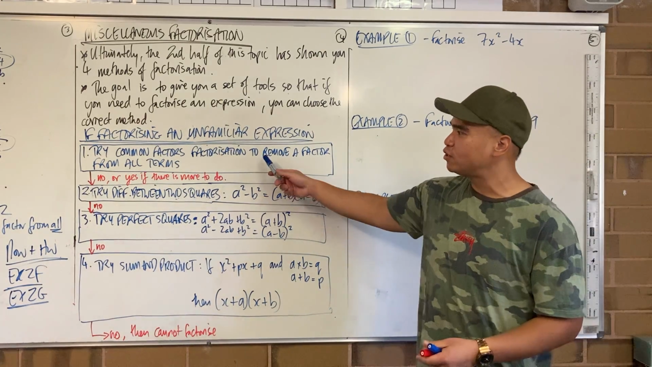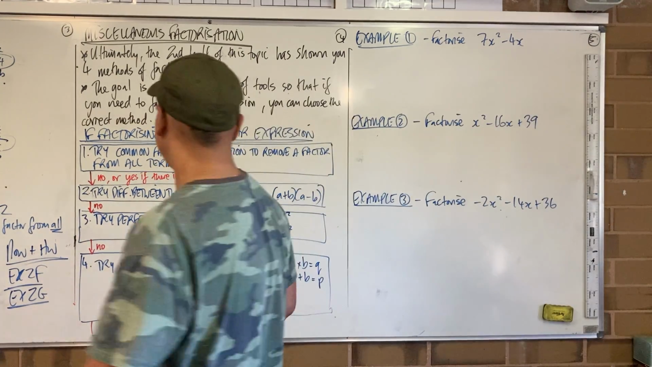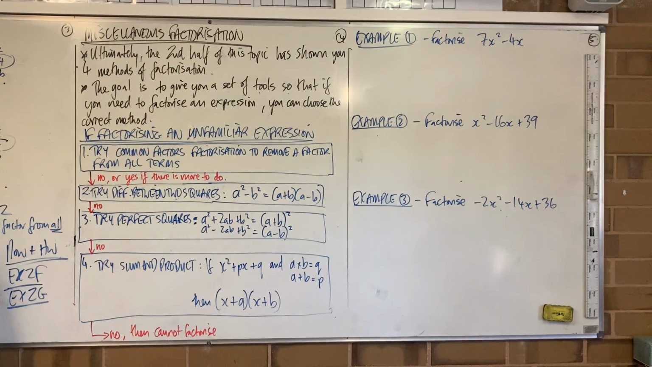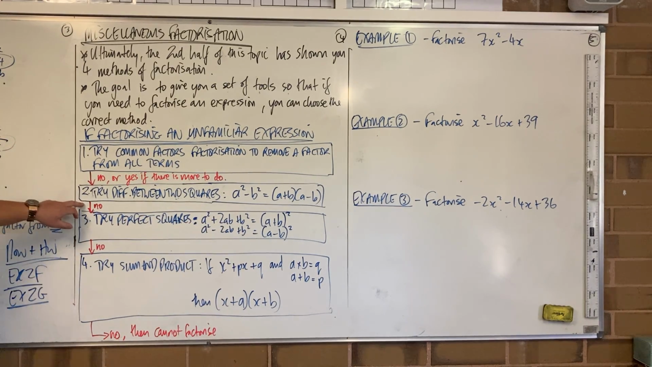So what I've done is a flow chart for you. This is what you should try in order. The first thing you should always try is see if there are any common factors and remove them. Try common factors factorization to remove a factor from all of the terms. If you can't, or if you can and there's more to do, try difference between two squares, which looks like this. If you can't factorize by difference between two squares, try perfect squares, which looks like this. And then lastly, what I taught today, if none of those work, try sum and product.